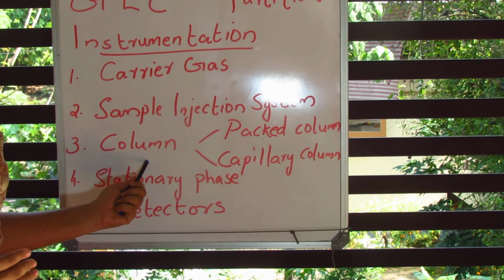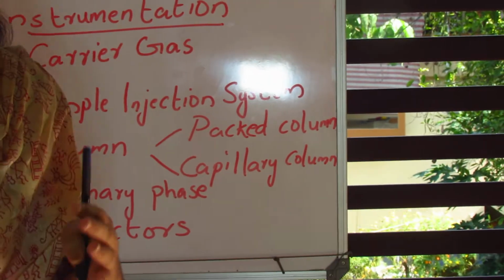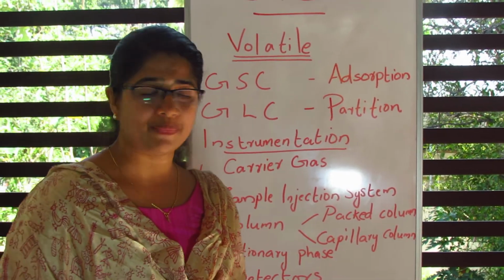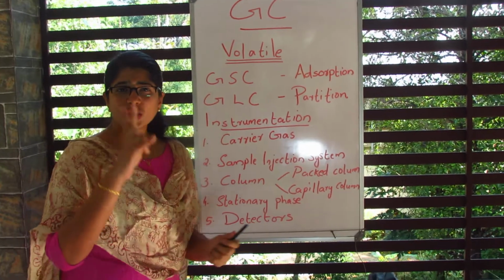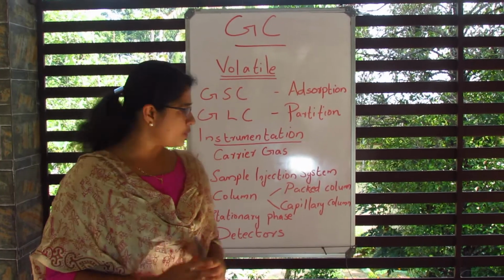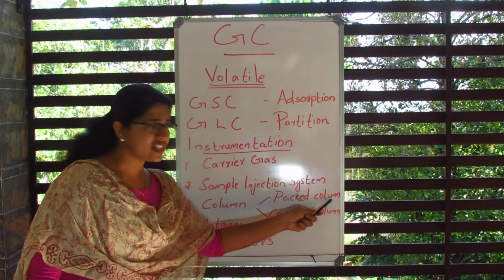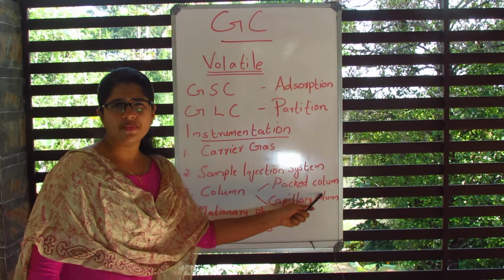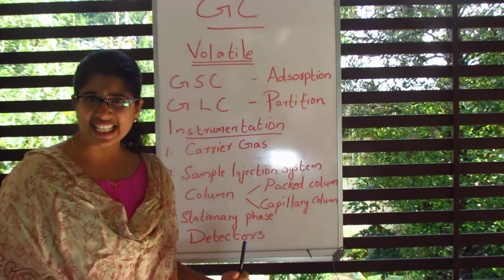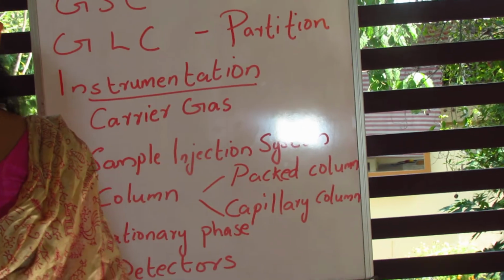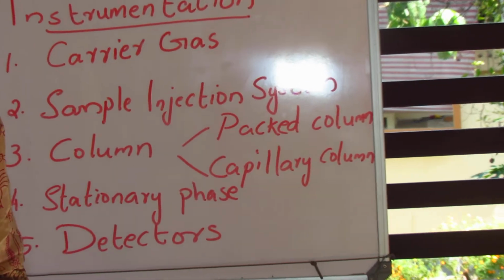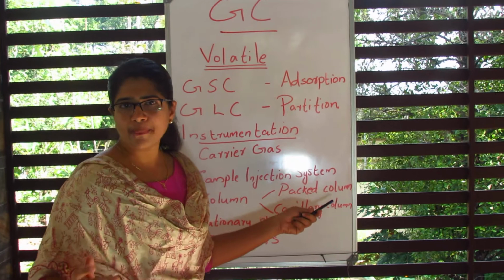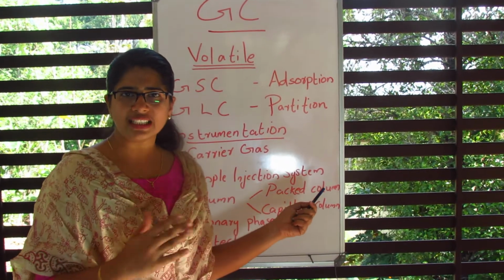Then moving to the column. Actually, in the column, the different components get separated by their interaction with the column packing. In GC, two different types of columns can be used. First one is packed column and second one is capillary column. Here packed column is made up of stainless steel, nickel, glass materials, etc. The inner diameter may vary from 1.6 to 9.5 millimeter and the length is often 3 meter.